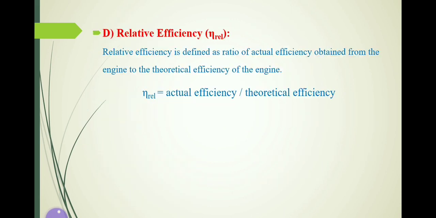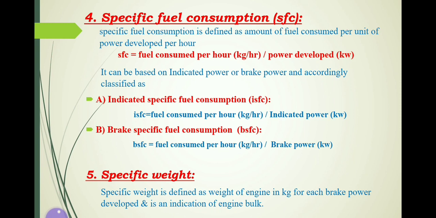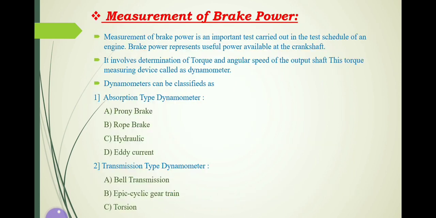Then we discussed the next performance parameter, specific fuel consumption, and lastly the final performance parameter, specific weight. Then we also discussed the importance of measuring brake power, and we saw that a dynamometer is used to measure the torque, and indirectly it measures the brake power.